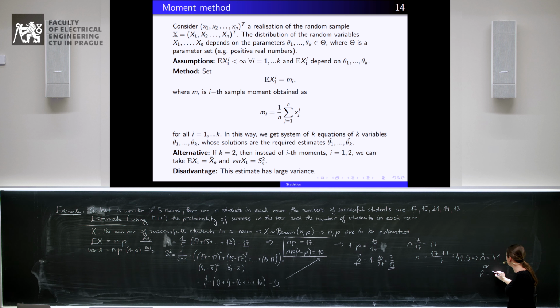maybe you want to round the number up, because you need to calculate how many tests you should prepare for next time, and so on. So it's up to you whether you choose this, or in some special cases, from some economical reasons, when you need to prepare the number of tests for the next time, you should round it up. It depends on the situation. Yeah? So for us, it is important how to estimate these parameters by the moment method.